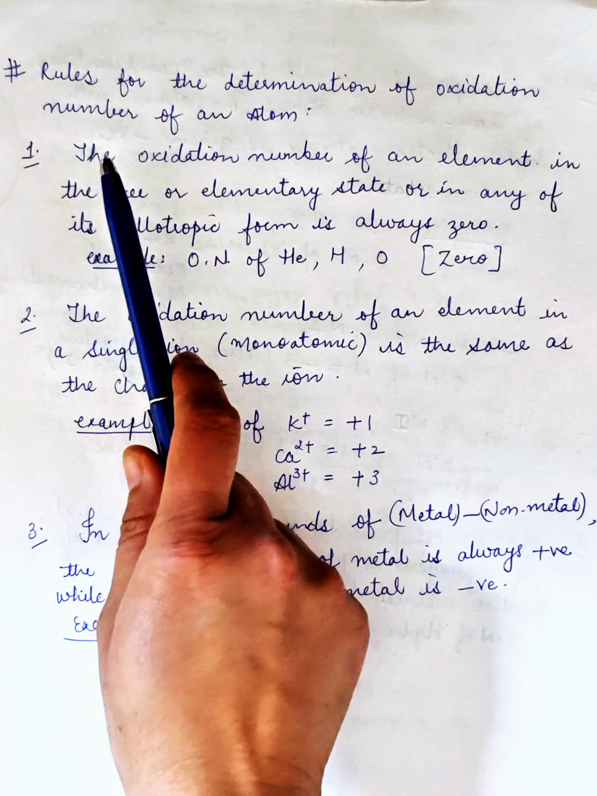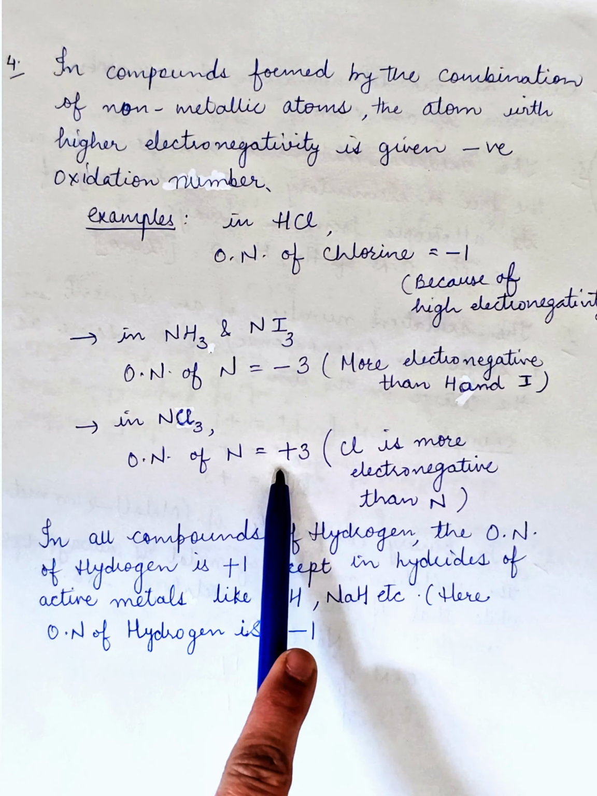Similarly, in ammonia, NH3, and NI3, the oxidation number of nitrogen is -3 because nitrogen is more electronegative than hydrogen and iodine. In NCl3, of these two atoms, nitrogen is less electronegative than chlorine. So the negative oxidation number will be for chlorine, and the oxidation number of nitrogen will be +3 then.